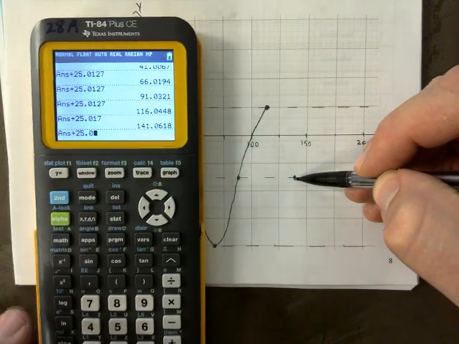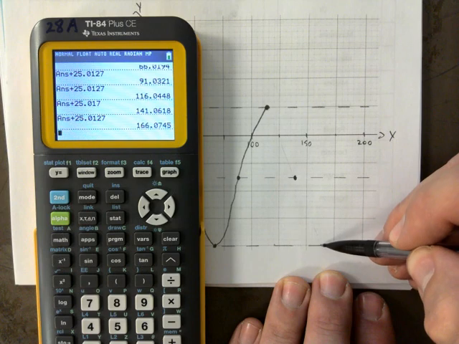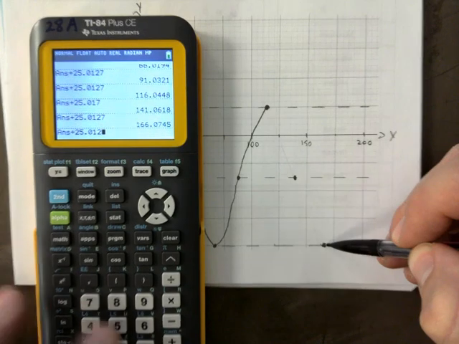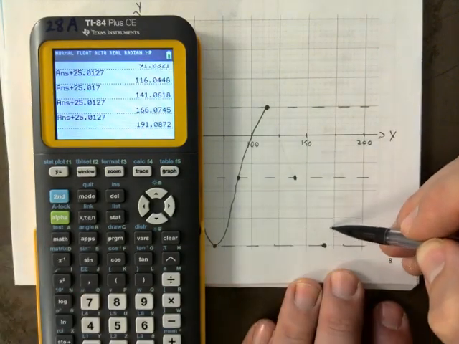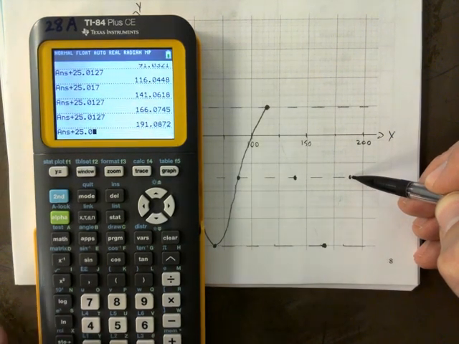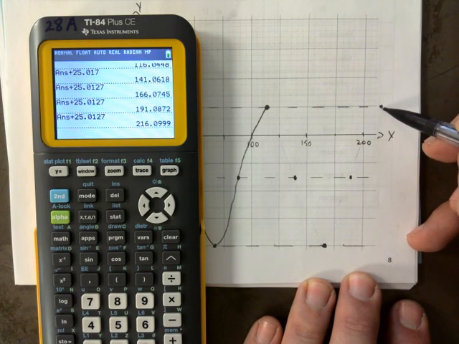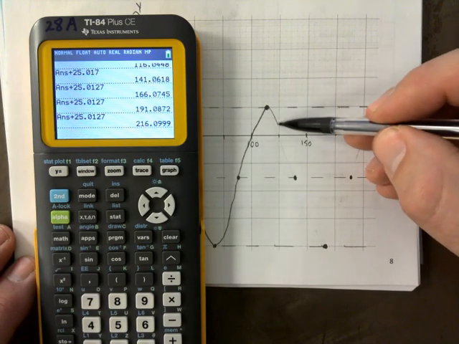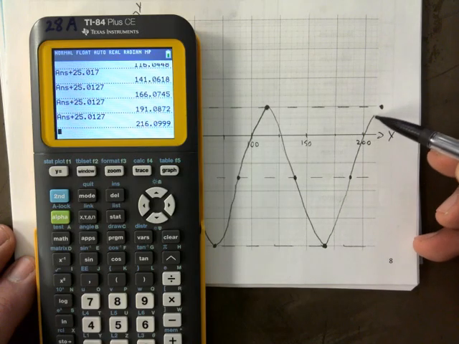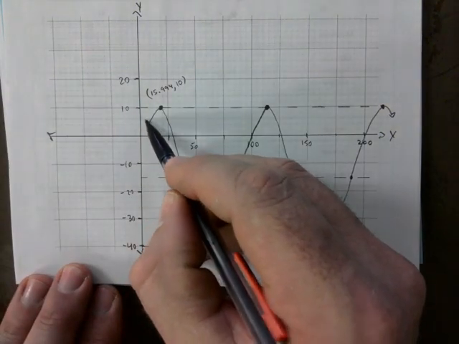You keep adding. That's 166, which would be right about there. Keep adding, which is 191, which is right about there. One more time. That's 216. So actually I'm a little bit off on the chart. Okay. And so you should be seeing that it's symmetrical and then it keeps repeating indefinitely. Okay.